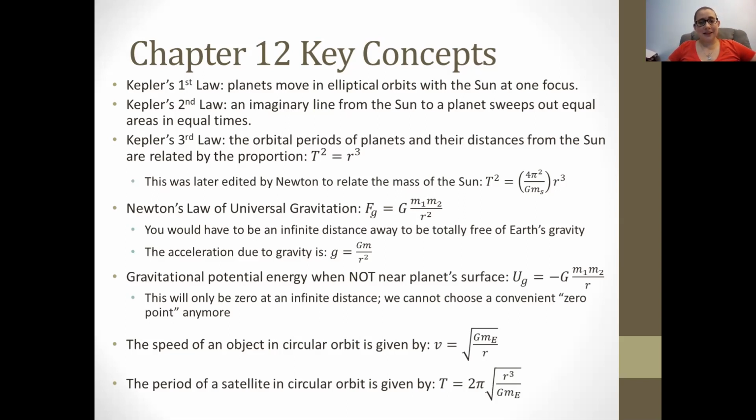Kepler's second law tells us that an imaginary line from the sun to a planet sweeps out equal areas in equal time. So as the planet is orbiting around the sun, it will not go at the same speed at each point of its orbit because these orbits are not perfectly circular. That means at some points in its orbit, it will be slightly closer to the sun than at other points of its orbit. Right? When it's closest to the sun, that's called perihelion. And when it's farthest from the sun, that's called aphelion.